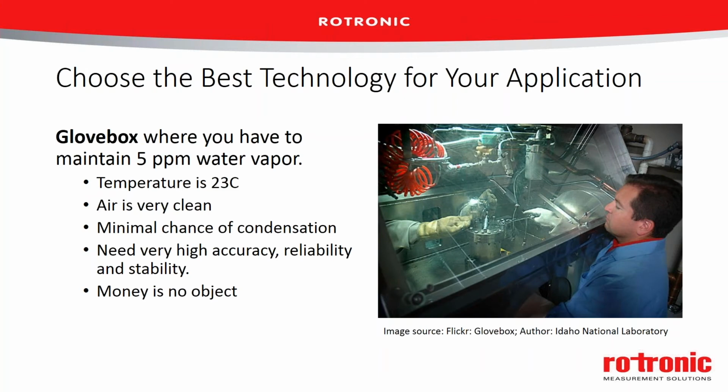So what we need to do first is understand what the requirements of our system are. In this glove box, we've been given some parameters. We know we've got 5 parts per million water vapor, so a very low water content. The air is clean. We've got a minimal chance of condensation. Big part of that is because of the low water content. But we've been told this needs to be a very highly accurate measurement. Reliability and stability is critical. Humidity in this particular example is very important for us, to the point where for a change we've been told we don't have a budgetary constraint on us.